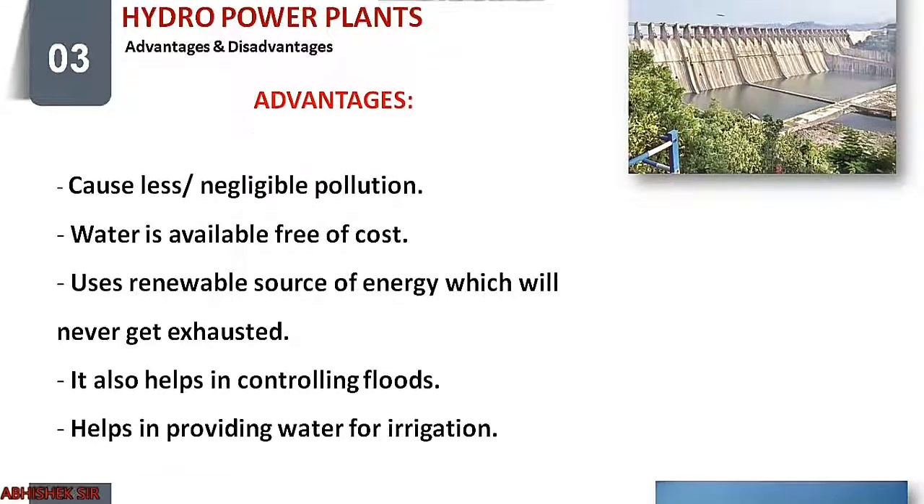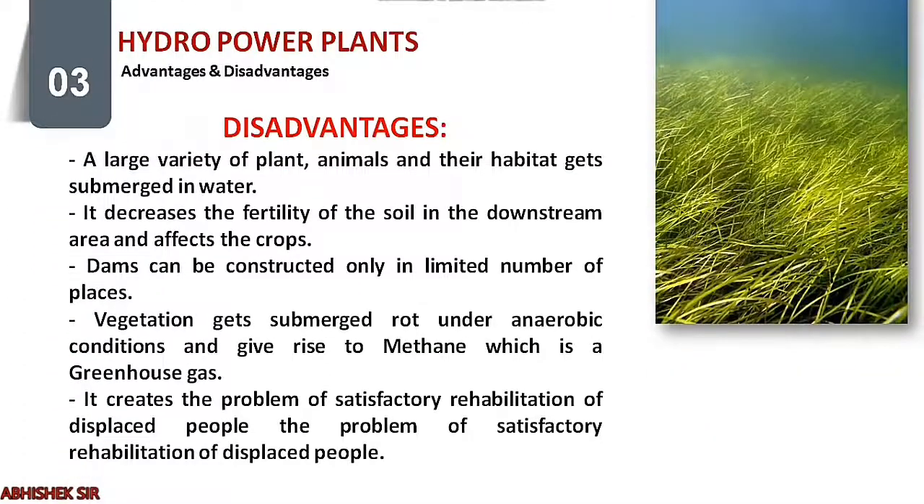Now let us talk about the disadvantages. We have quite a few. For example, wherever we make a dam, a large variety of plants, animals and their habitats get submerged in the water. It also decreases the fertility of soil in the downstream area, right? So crops are affected. Dams can only be constructed wherever the flow is narrow.